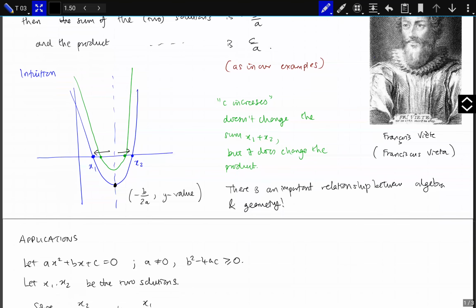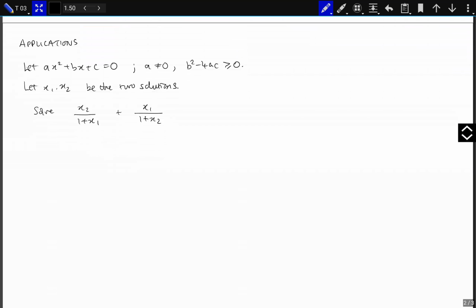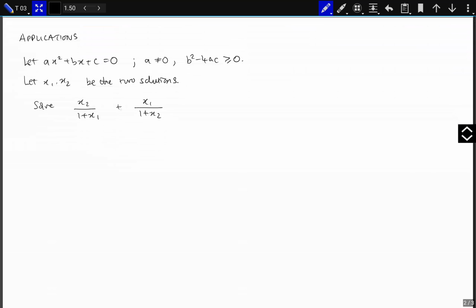Okay, so let's do an application, or rather an algebraic application perhaps. Using Vieta's theorem, here are the initial conditions to satisfy Vieta's theorem, and you let x1, x2 be the two solutions. Let's try and find x2 over 1 plus x1, plus x1 over 1 plus x2.